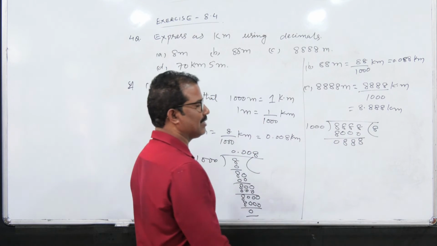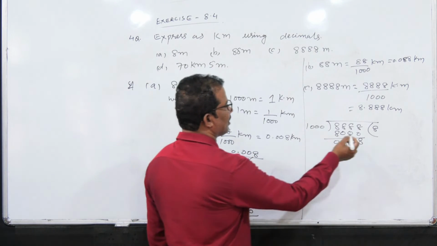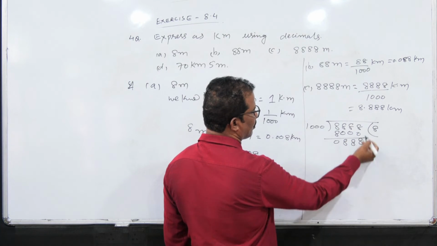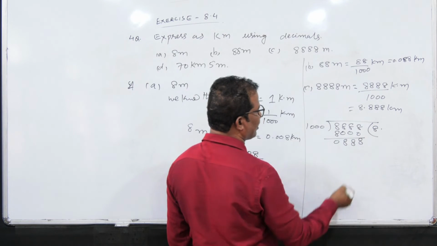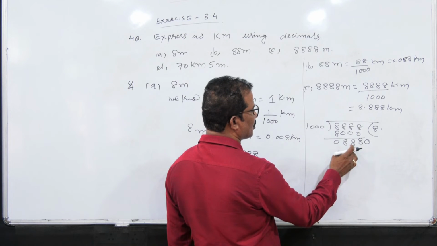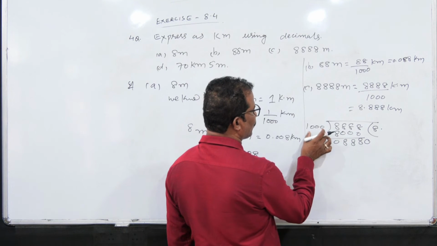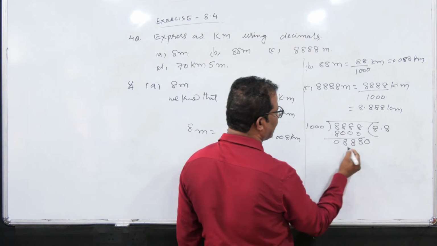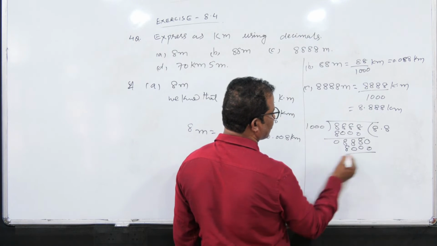How much is it? 888 remains here, but no digit is there to come down. So we can put a point here, and for this point we can add one more 0 here. How much is it now? 8,880 only. So if we divide by 1000, 8 times again, so it is 8000.